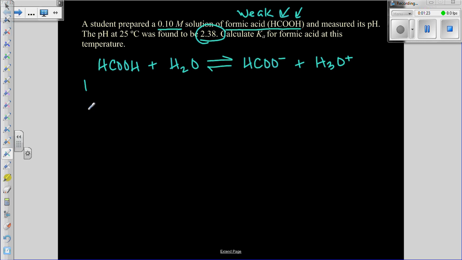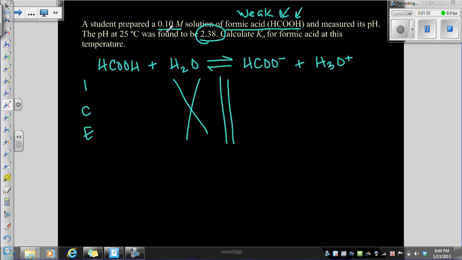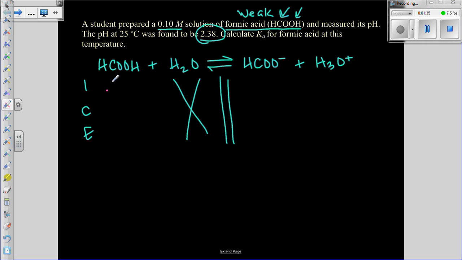I'm going to set up an ice chart, and then I'm Xing out water because it's a pure liquid. Okay, now I'm going to substitute or include what I know. So I know I've got a 0.10 molar of formic acid. Before formic acid dissociates, there's no formate ion and there's no hydronium ion.